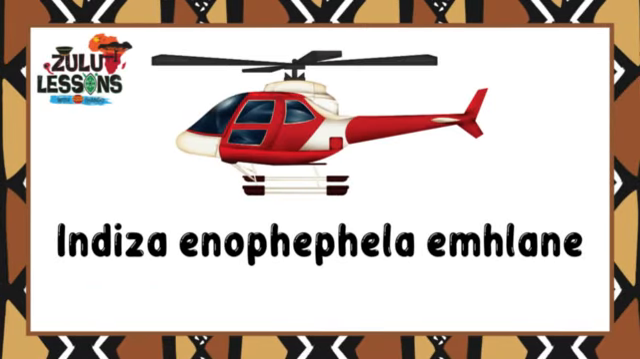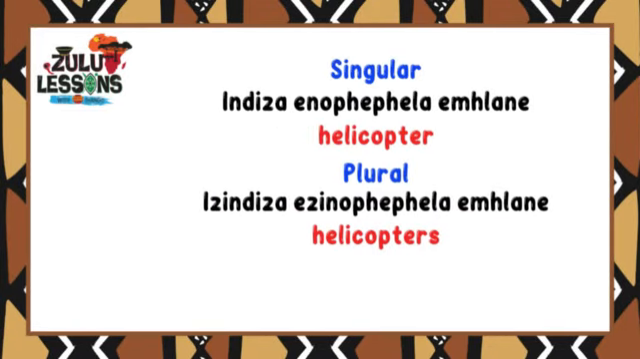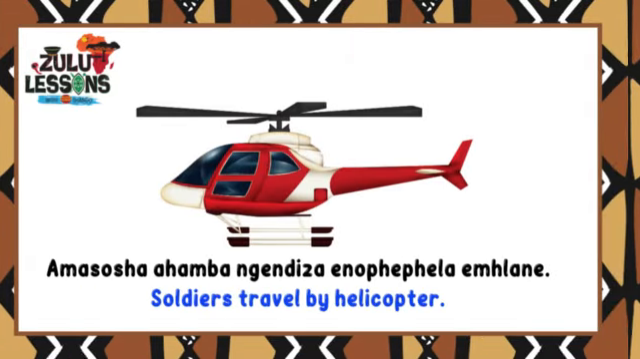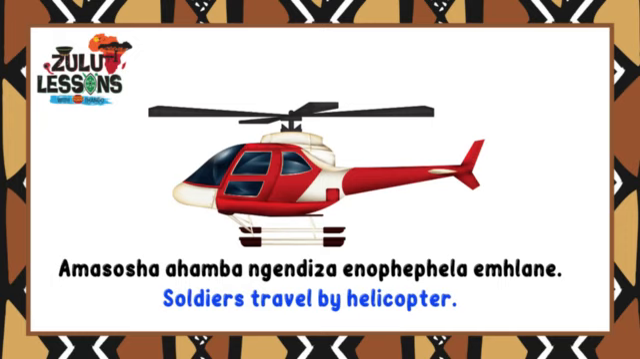A helicopter, indiza enophephela emhlane. Indiza is a plane. Uphephela is a propeller. And then umhlane is a bag, like my bag, umhlane. Just simply a bag. An aeroplane with a propeller on its back is basically what this word is saying. Now let's make a sentence. Amasosha ahamba ngendiza enophephela emhlane. Soldiers travel by helicopter.